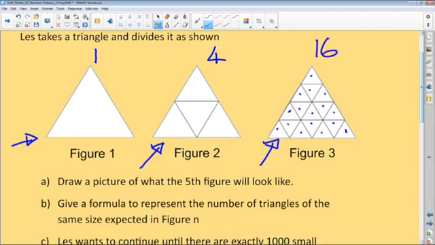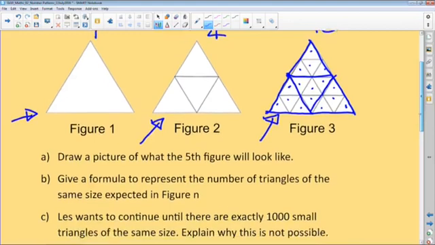But what concerns me a little bit is that maybe you can't see that figure 3 is just figure 2 that's been divided up. So I'm just going to draw in those other triangles from figure 2. And can you see that each triangle has been divided by 4 again?